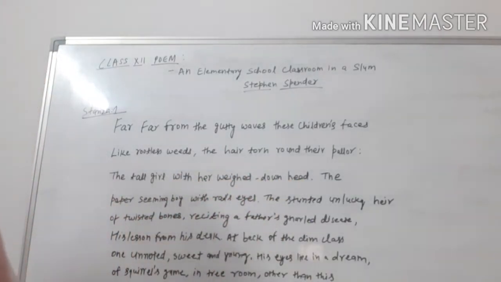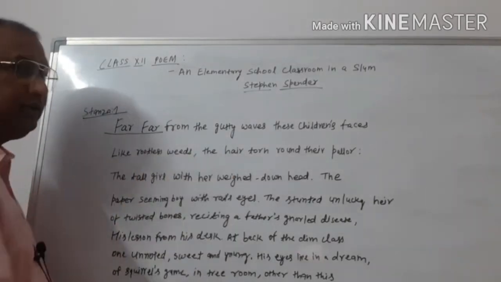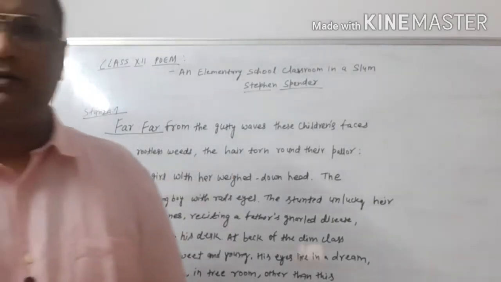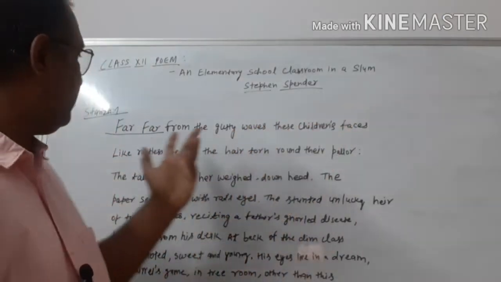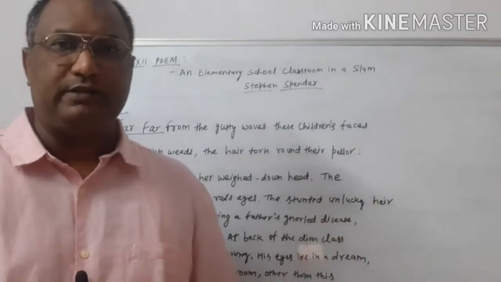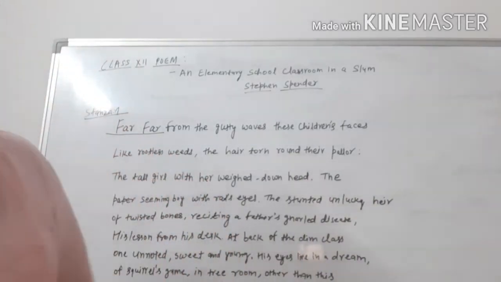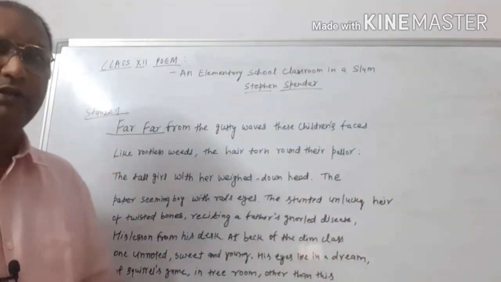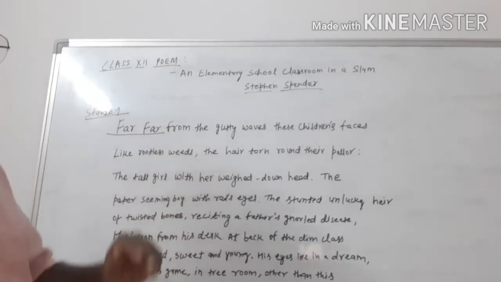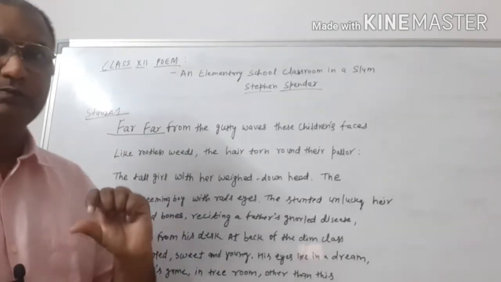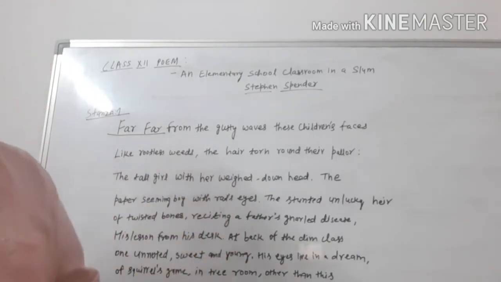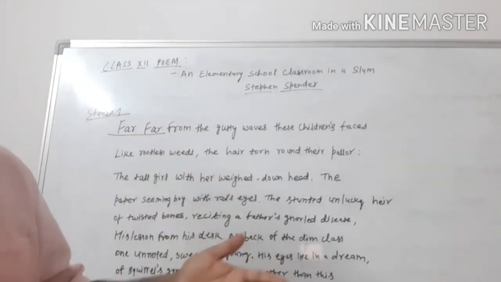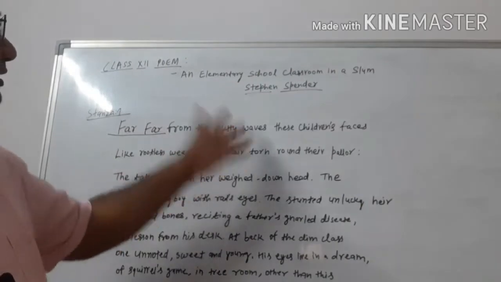So, far, far from gusty waves. What does it mean? Far, far from gusty waves, these children's faces, like rootless weeds. Do you understand its meaning? We need to interpret and analyze it, and figure out the devices hidden in it and its figurative meaning, not the literal meaning, because it's talking about gusty waves.